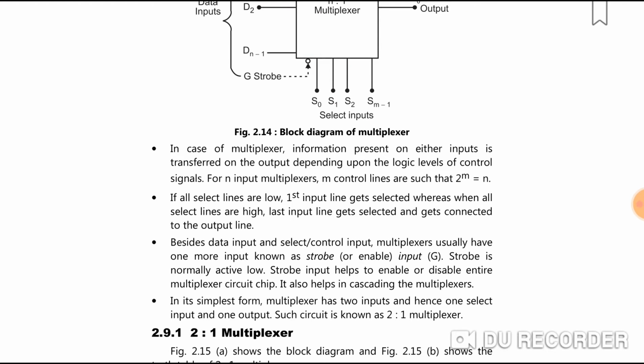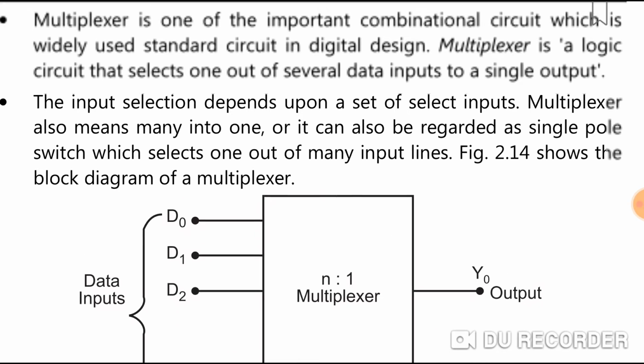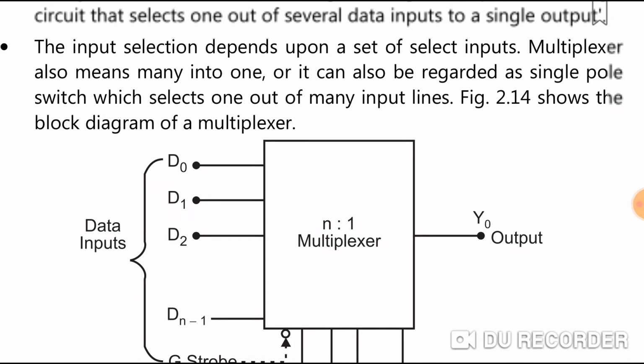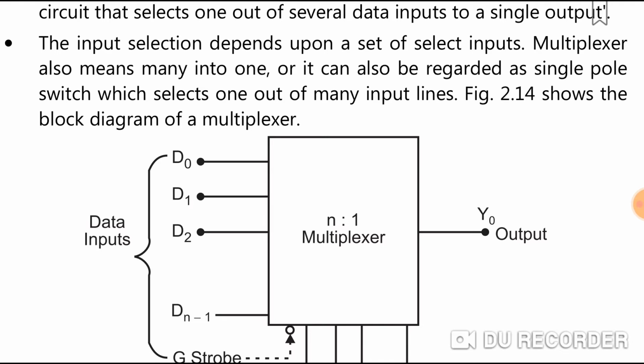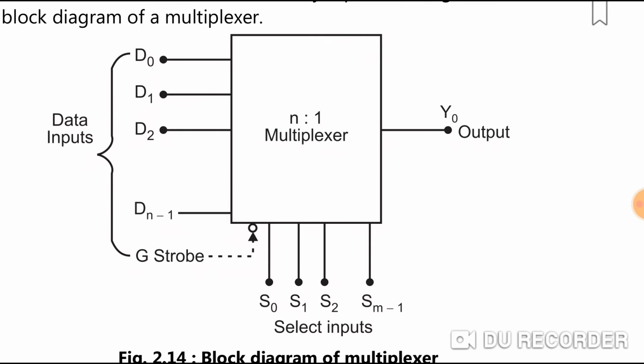So the following figure shows the block diagram of multiplexer. There are D0 to Dn data input lines. G is the strobe. Then the control signal select inputs are S0, S1, S2 up to Sn minus 1. Y is the output. So it is known as n by 1 multiplexer.